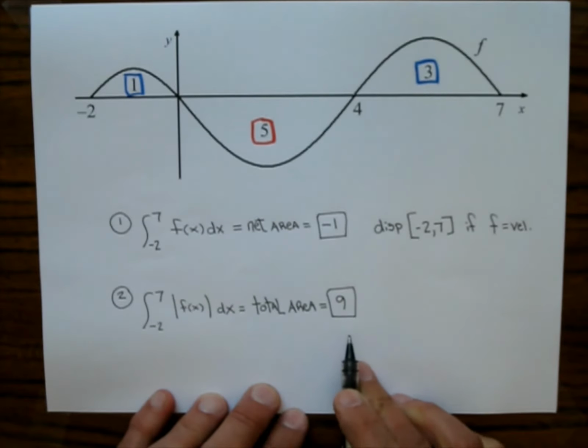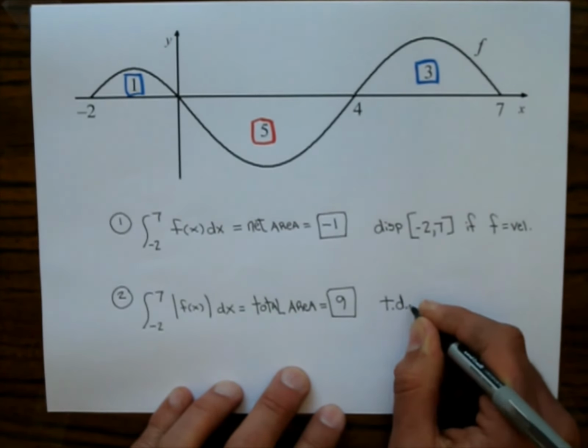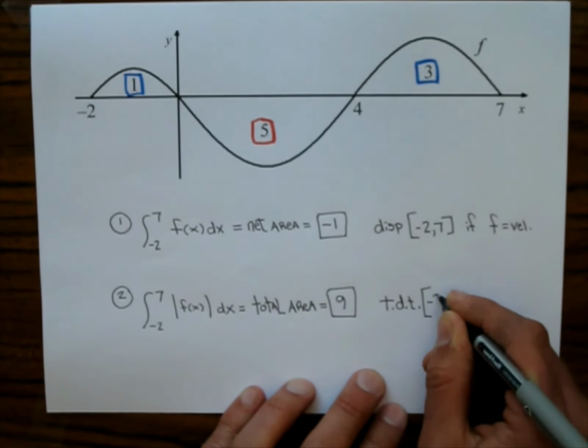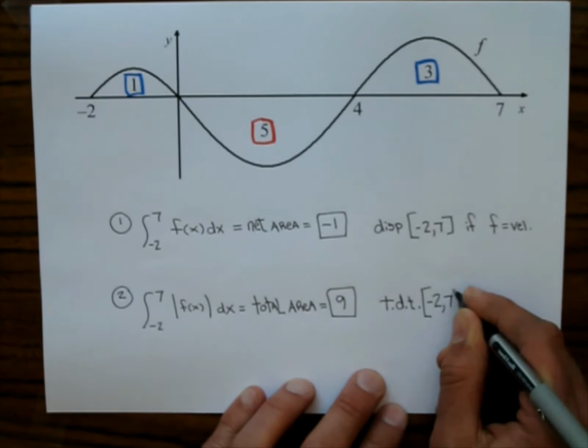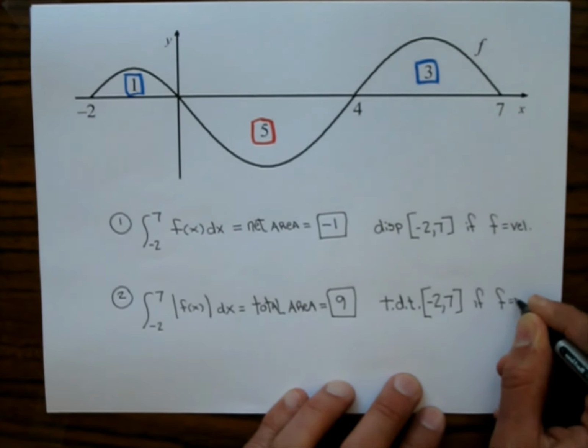Now, what did this have to do with? This had to do with the total distance traveled when we did the bug examples, from the time interval 2 seconds ago to 7 seconds. And this is if f equals the velocity.